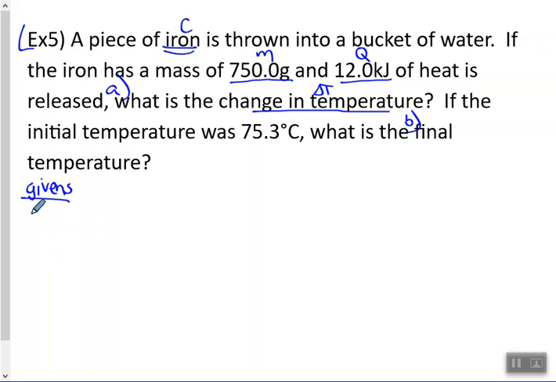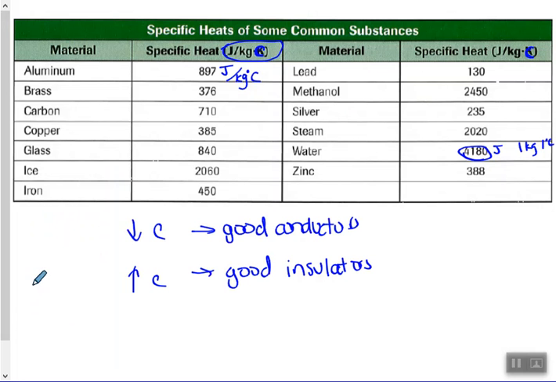A piece of iron, C. Now we are given two things, a piece of iron thrown into a bucket of water. Do I need to find the C for iron or the C for water? If we look further on the question, the iron has a mass of 750 grams. So we're talking about the mass of iron, which means I need the C of iron. I'm just using that water to cool it down, but all of my Q equals MC delta T information will be for iron.